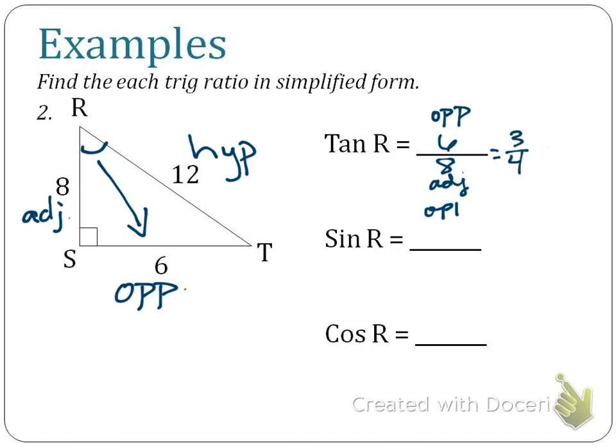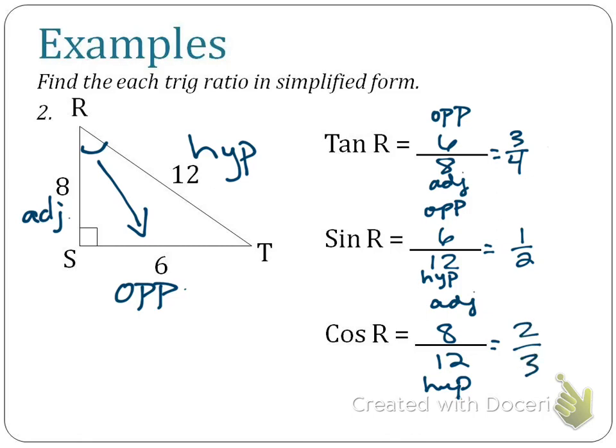I noticed the red flag whenever I got to sine, because sine, so, S-O-H, is opposite over hypotenuse. So this is 6 over 12, which reduces to 1/2. And cosine is adjacent compared to hypotenuse. So we've got 8/12, and if we reduce that by 4, we get 2/3.